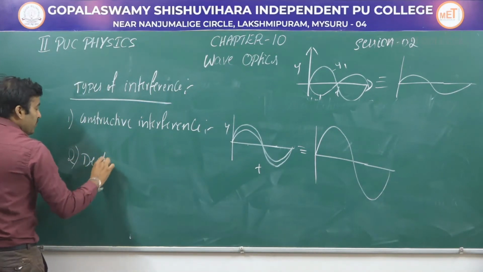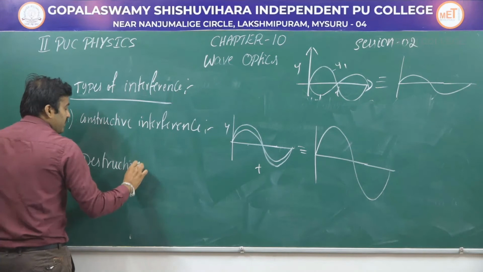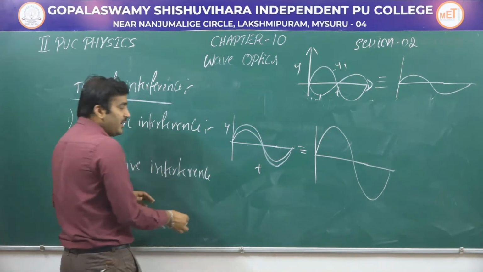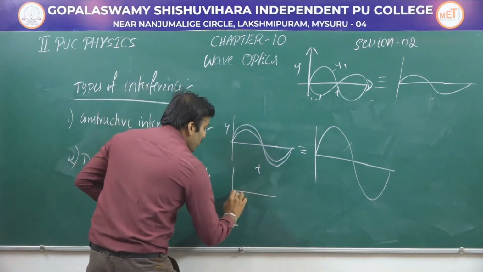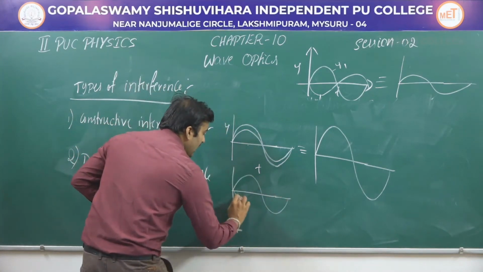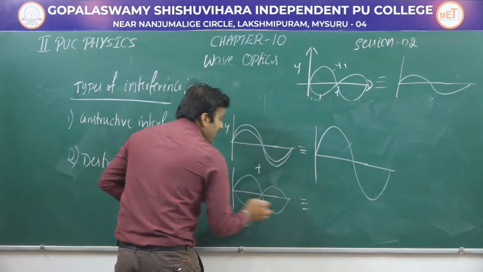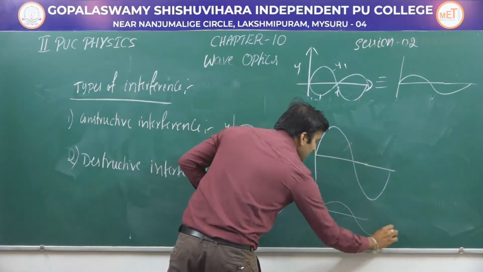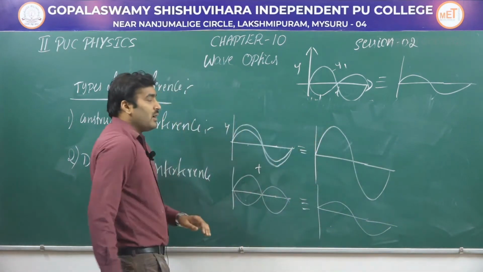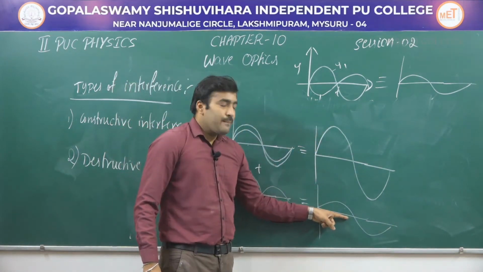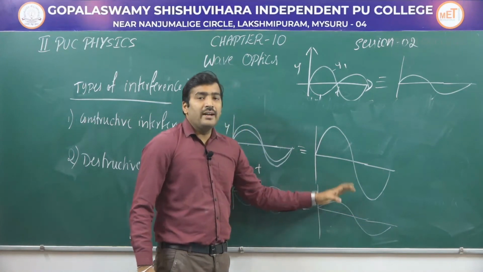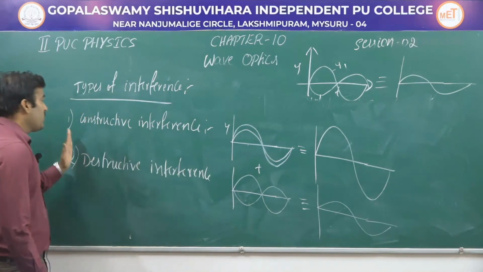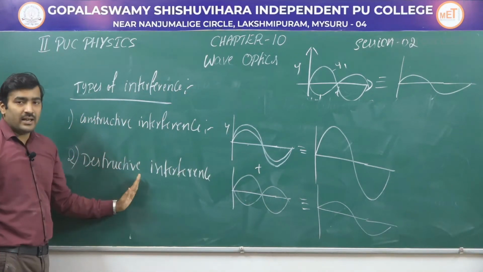And we have destructive interference. In destructive interference, the two waves are interfering on each other like this, so that there will be a decrease in intensity, and the resultant wave decreases its amplitude, and hence in this region the intensity of the wave will decrease. So these are the two types of interference we have, constructive interference and destructive interference.